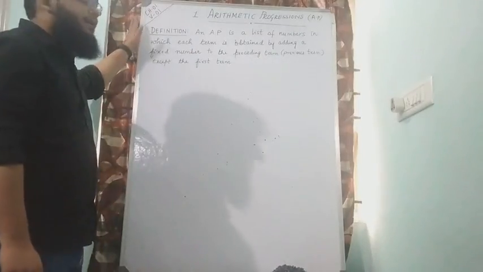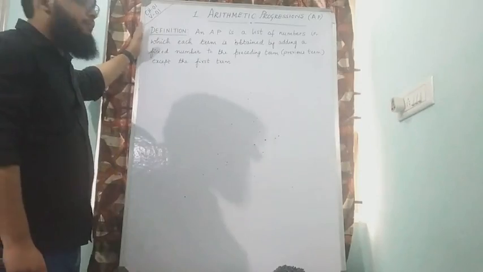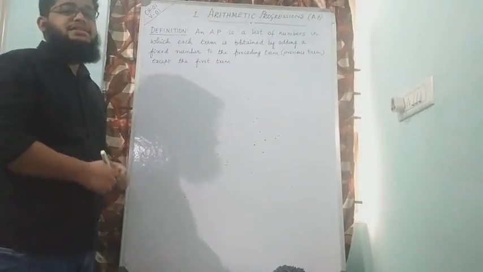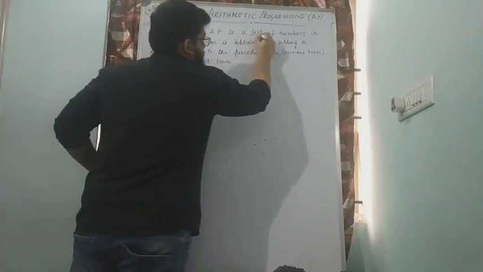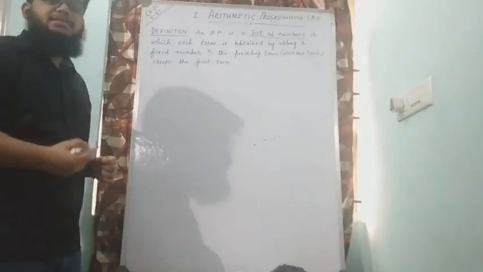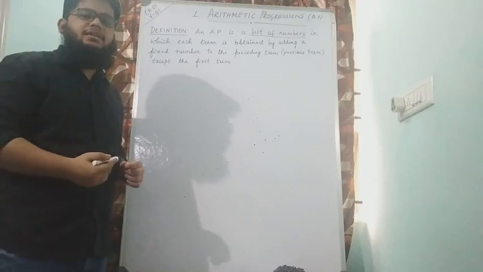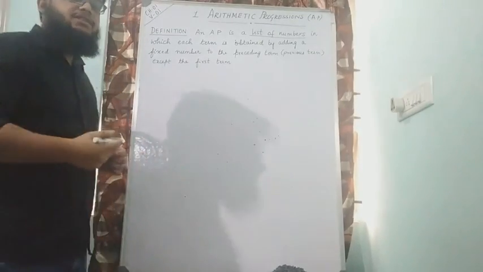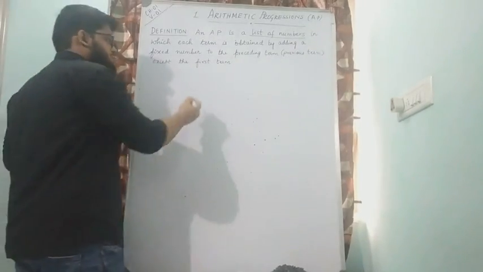Let us start by the definition of what is arithmetic progression. The definition of arithmetic progression tells us that it is a list of numbers, right? Let us understand the entire definition by breaking it up into different parts. Let us first understand what we mean by list of numbers.